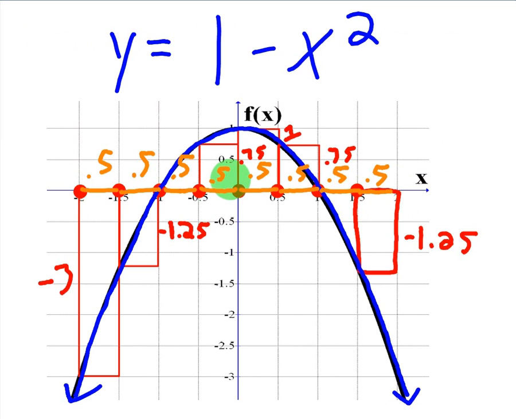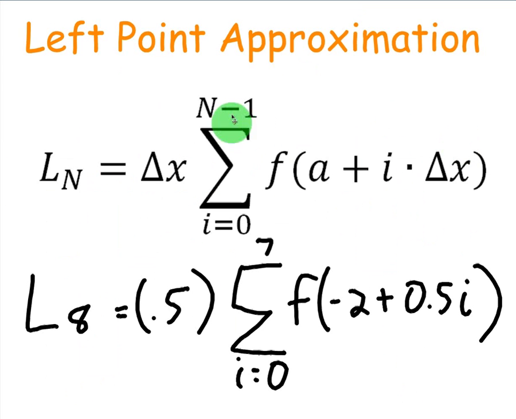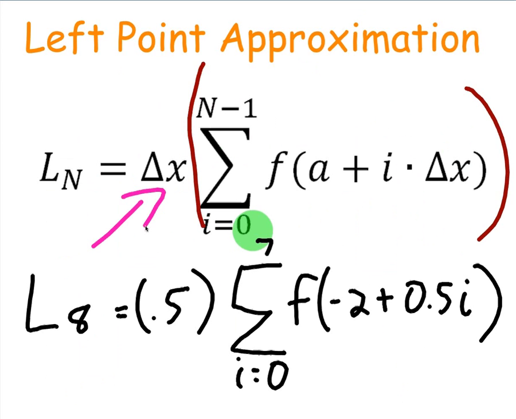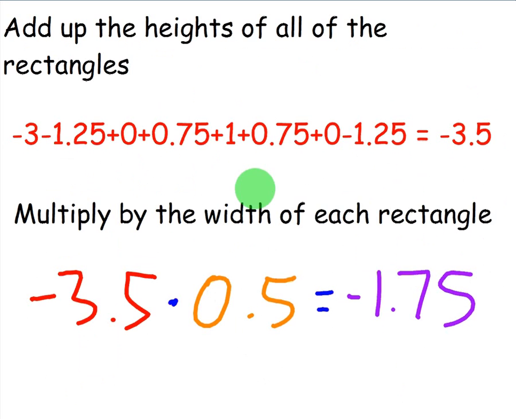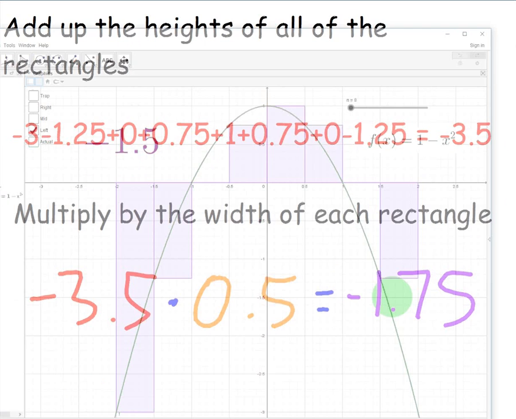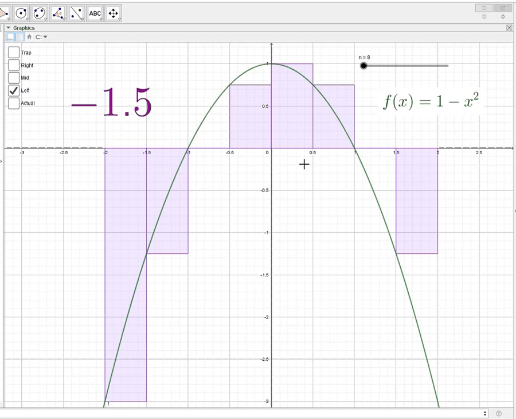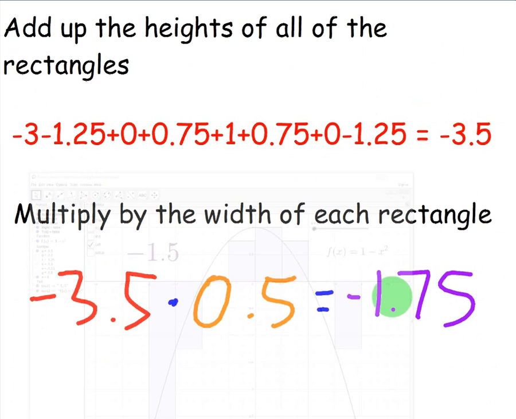And so that's why there is an n-1 for the summation notation. So if I put parentheses around this, what this represents is the height of all of my rectangles. Now notice, after you do all that, you multiply by the width of each rectangle, which is 0.5, and that gets you your approximated area for left point approximation of this function 1 minus x squared.